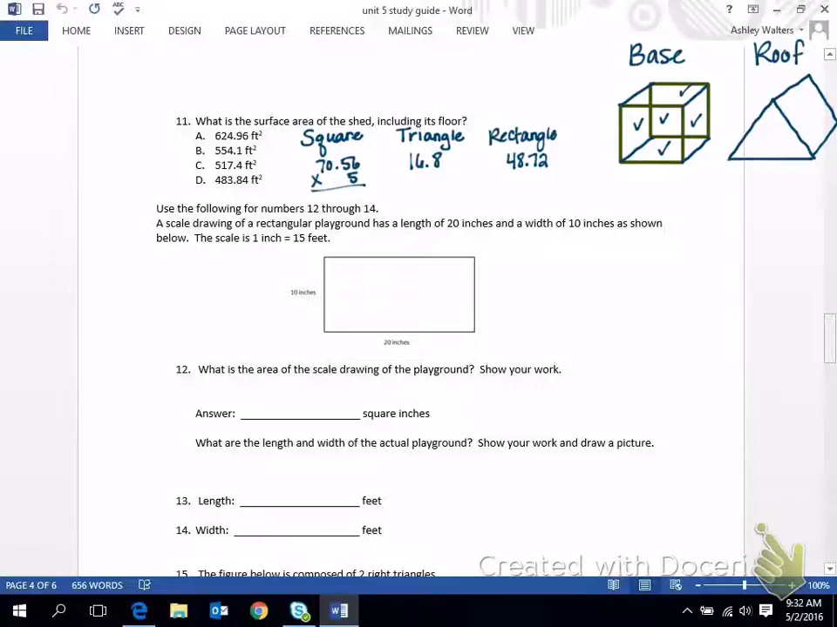The next piece is the triangle, and the triangle helps to compose the roof. And there are two of them, one in the front and one in the back. And the rectangles are on the sides of the triangular prism. So again, there are two of them. So now that we've accounted for all of the sides, we'll carry out the multiplication and then add them all together to get the total surface area.